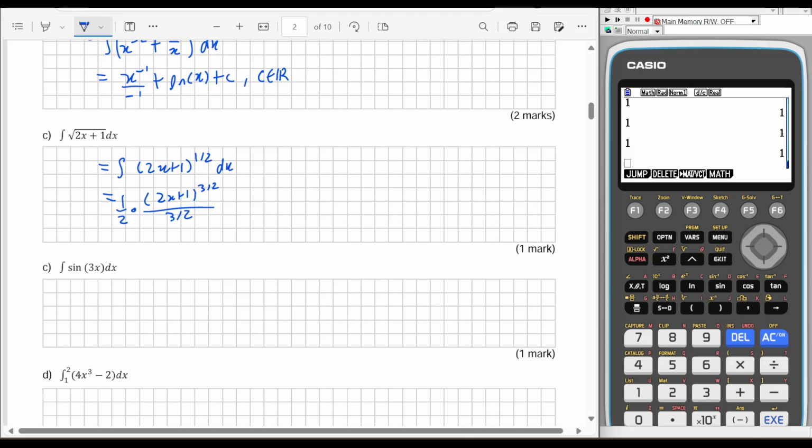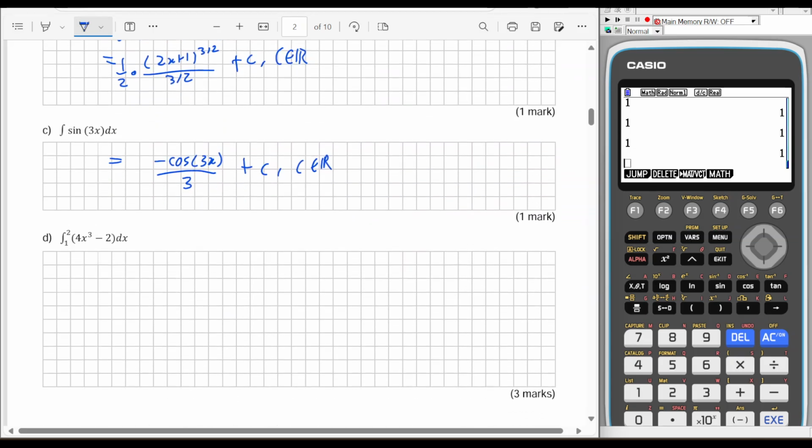Next we've got sine. So sine goes up to minus cos. And we can divide by the number with x. Plus c. C is in R, and I missed that on the last question, plus C. C is in R.